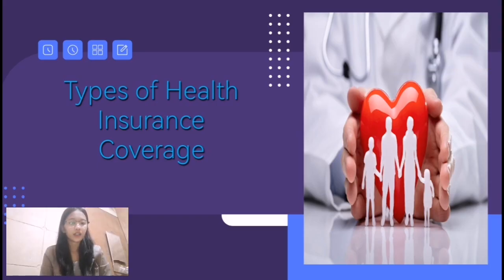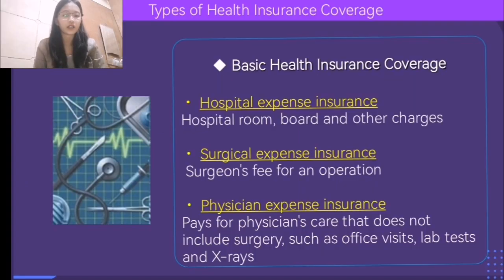So there are types of health insurance coverage. We have here the basic health insurance coverage. It includes hospital expense insurance, surgical expense insurance, and physician expense insurance. So hospital expense insurance pays for some or all of the daily cost of rooms and board during a hospital stay. One of the examples na gina-cover ni hospital expense insurance are the anesthesia, laboratory fees, dressings, x-rays, local ambulance, and operating room.